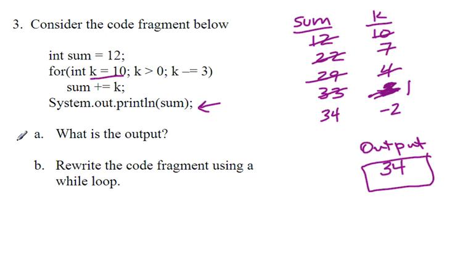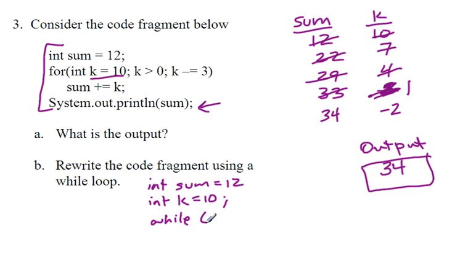The second part asked me to rewrite the code fragment using a while loop. So I'm going to rewrite this entire code fragment here using my while loop. So here we go. The first line stays the same, int sum equals 12, exactly as before. Now this int k equals 10 was the very first thing, and it's actually something initialized before I'm looping. So I'm going to write that before my while loop. Now my while loop comes in next. I'm going to do this while k is greater than 0.